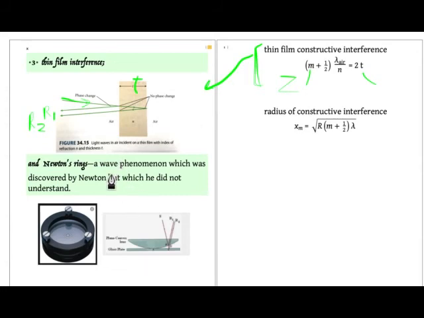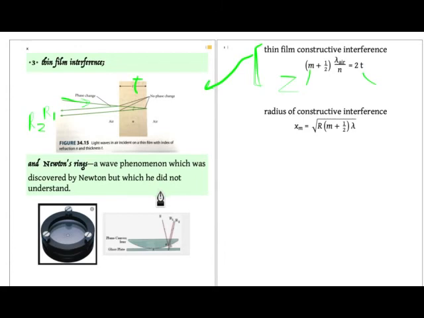Now, the related phenomenon called Newton's rings. Here's a little Newton's rings demonstration. It consists of a plate of glass and a plano-convex lens. So there's a lens where the top is a plane and the bottom is a section of a sphere, a hemisphere, well, spherical. And then it's resting on top of a plain plate of glass.